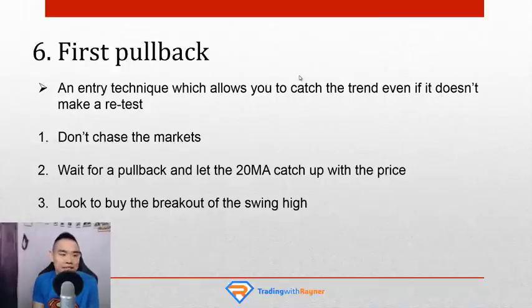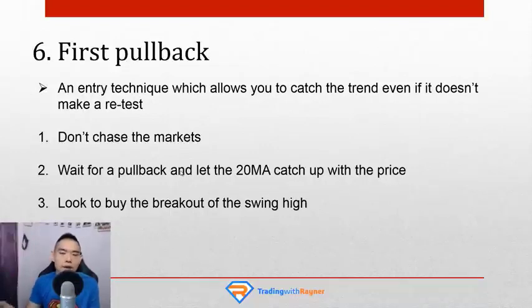So this is where this 6th technique called the first pullback comes into play. Right? So again, don't chase the markets. If you see me repeating a point multiple times, this is where you get a pen and paper and scribble, or even write on your forehead. It's important. You don't want to flout these rules. Okay, don't chase the markets. Number 2, wait for a pullback. This time around the pullback may not come to the retest level you're looking at.